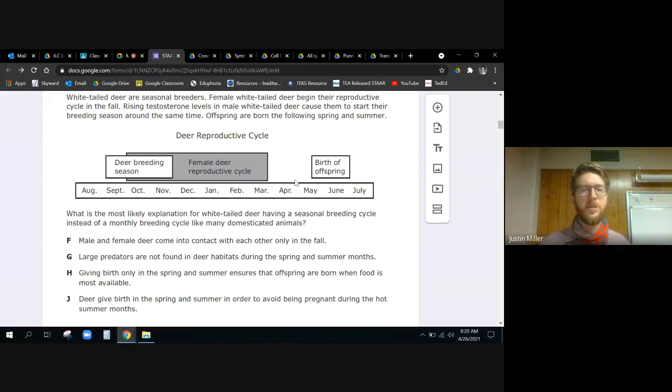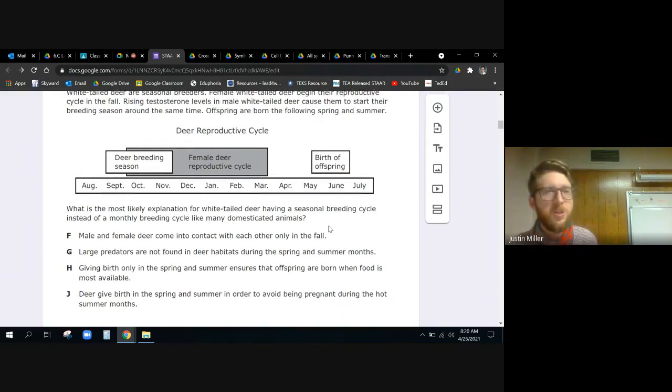The question is, what is the most likely explanation for deer having this seasonal breeding cycle? Well, like I just told you, they want to make sure that if they're going to go through all the time and effort of having a baby, that baby survives. So they want it to be born at a time where it is most likely to survive, meaning when there's the most amount of food available and it's warm, so the baby's not going to freeze to death. So which answer choice says that?